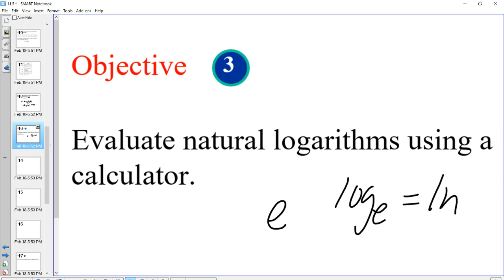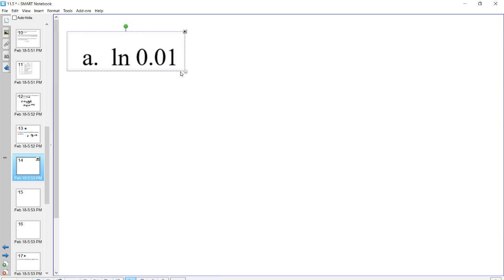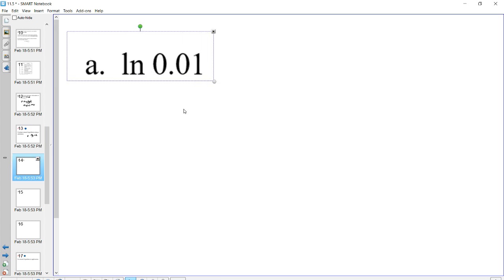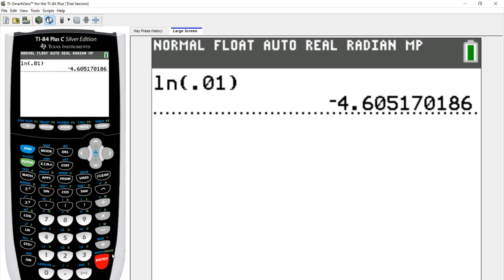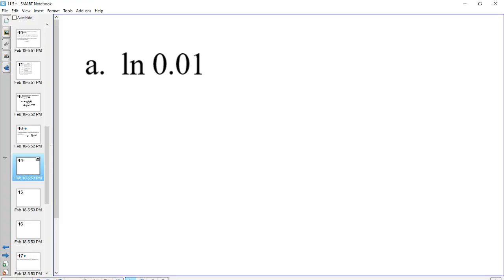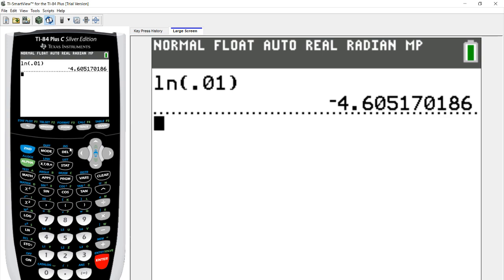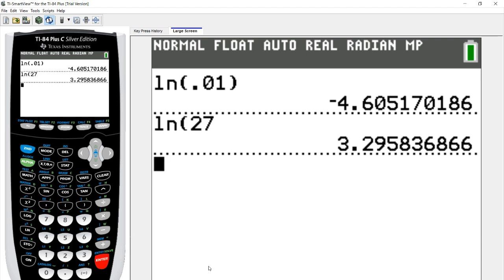All right, let's take a look at some of these problems. Just like before, we're just going to plug them in. We want to find ln 0.01. So we're going to go ln 0.01, and then just press enter. And there's our value. The next problem says find ln 27. So we're going to go ln 27, and there we go.